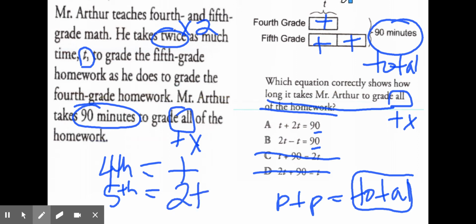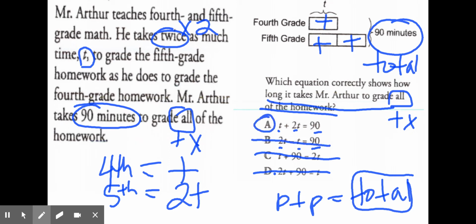So I'm looking at my answer choices. I see a T and a 2T, a T and a 2T. But if the question said how much in all, should I be adding the T and the 2T, the 4th and the 5th grade, or should I be minusing it? What does in all mean? Correct. All means either plus or times. So I know I'm not going to be subtracting.